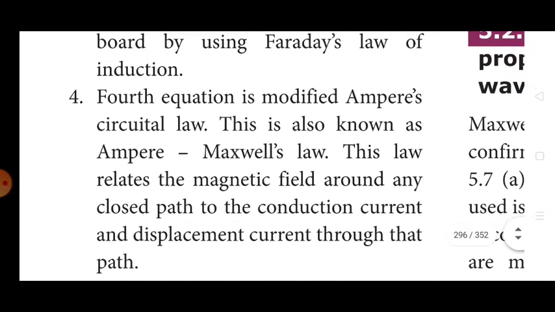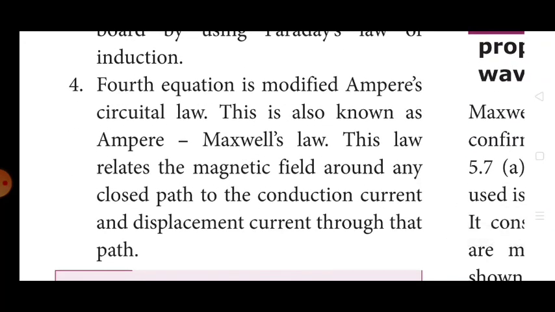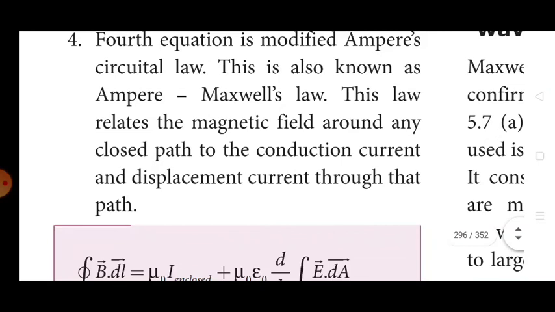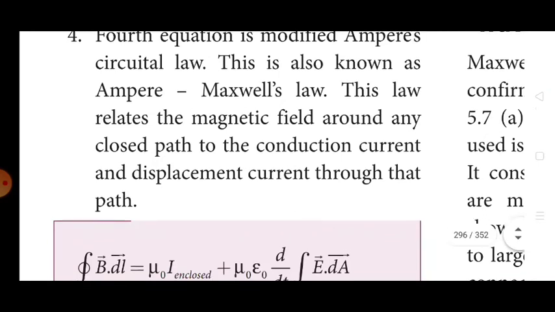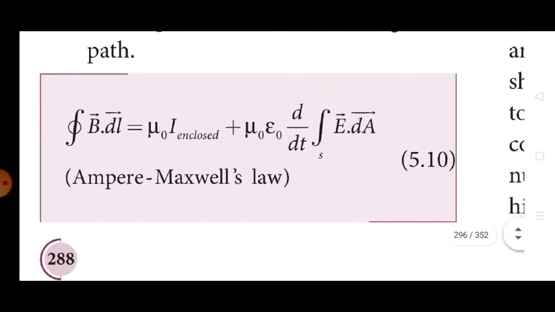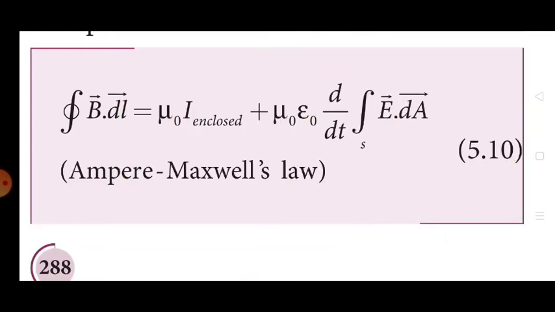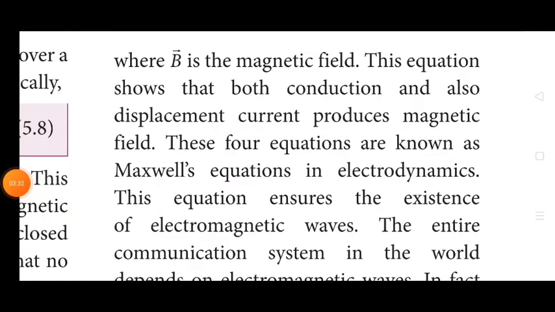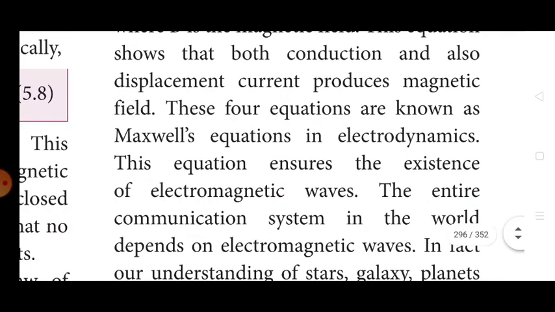The final and fourth equation is the modified Ampere circuit law. This is known as Ampere-Maxwell's law. This law relates the magnetic field around any closed path to the conduction current and the displacement current through that path. That means closed integral B vector dl vector is equal to mu naught I enclosed plus mu naught epsilon naught d by dt of closed integral E vector dA vector. Where B is the magnetic field, this equation shows that both conduction and displacement current produce a magnetic field.